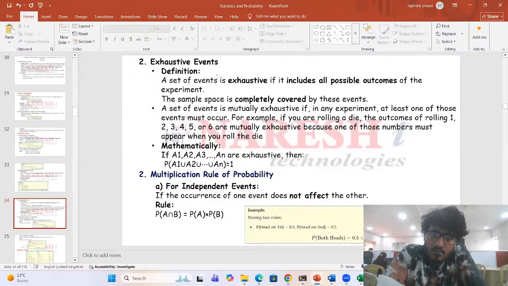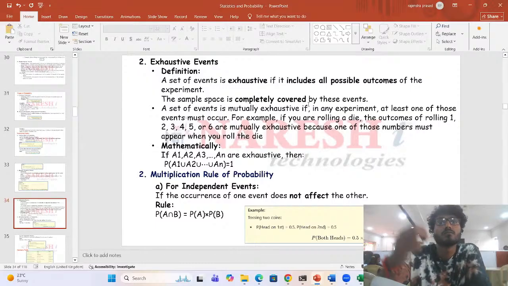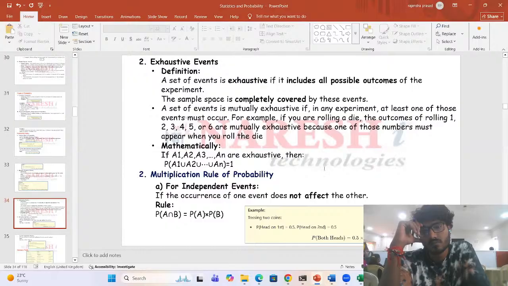Whenever you do a random experiment with all the possible outcomes, one outcome must come. Definitely one outcome from the sample space will occur. You get nothing outside of this particular sample space. Then those events are known as exhaustive events. A sample space is completely covered by these events. Every value in the sample space is known as an exhaustive event. You clear?